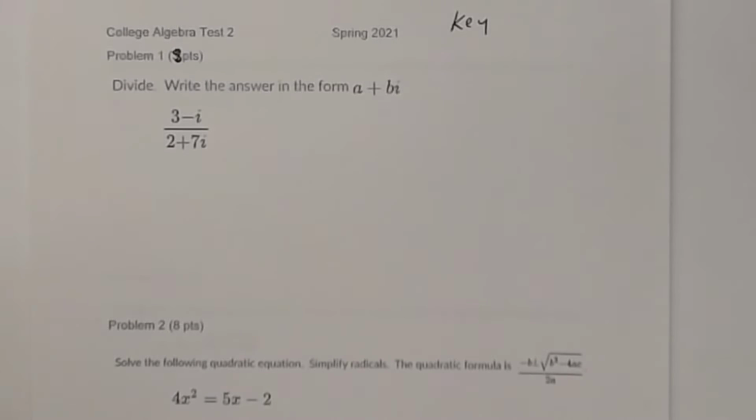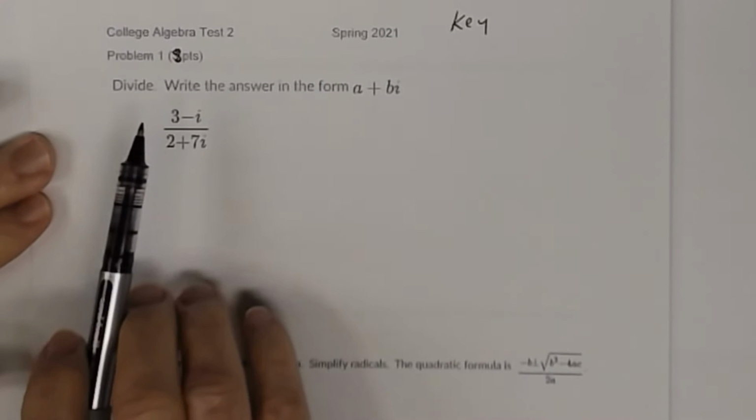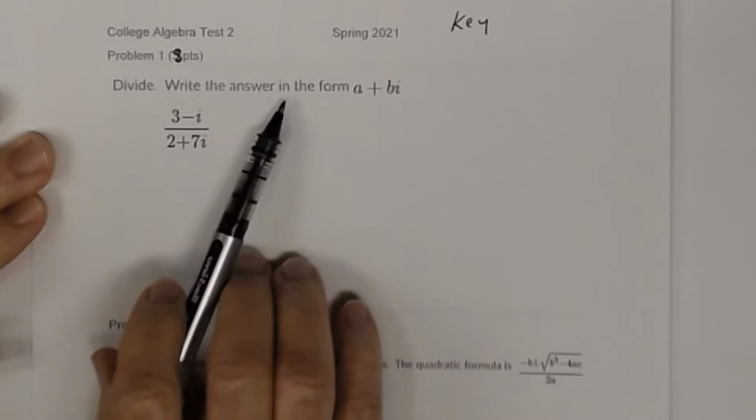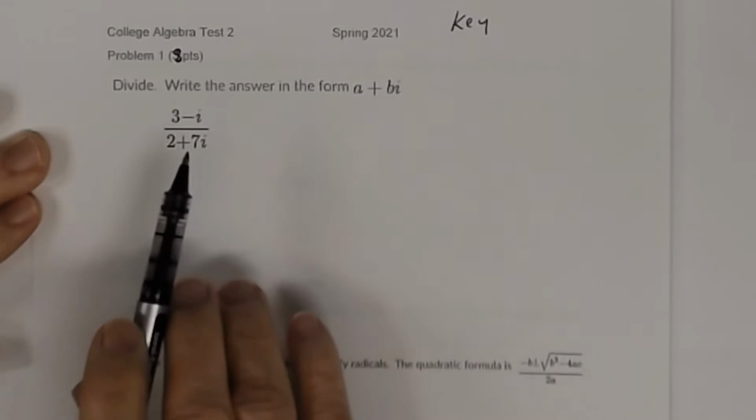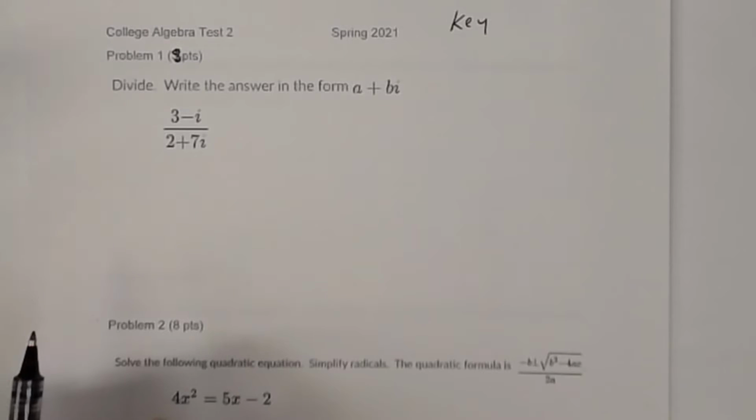This is a key to test 2. In the first problem, it says divide, and I want you to write the answer in the form a plus bi. So you're dividing these two complex numbers.